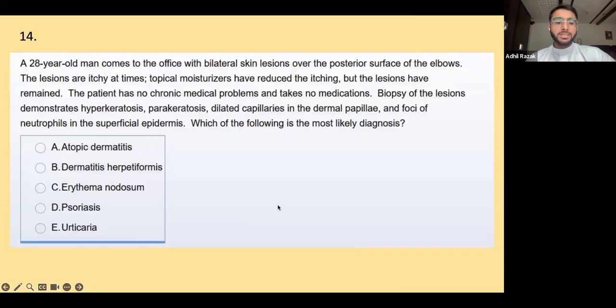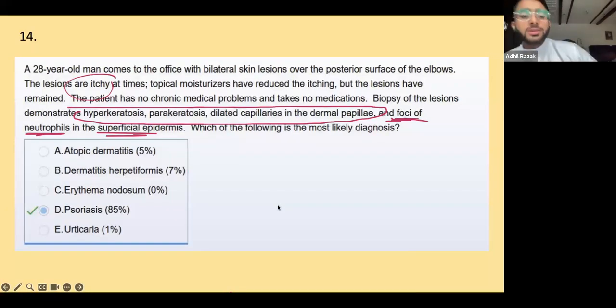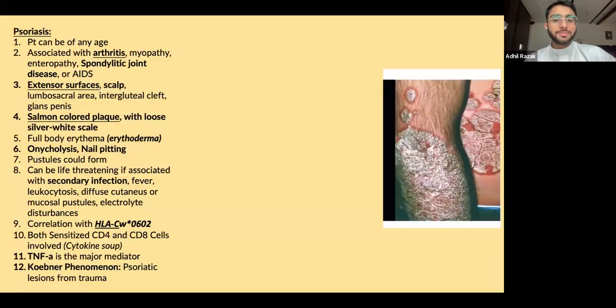Yep, it is D. It is psoriasis. So what makes it psoriasis? Itchy lesions, hyperkeratosis, parakeratosis, dilated capillaries in the dermal papillae, and neutrophils in the superficial dermis. These are all very, very characteristic of psoriasis. Let's discuss a little more about it.